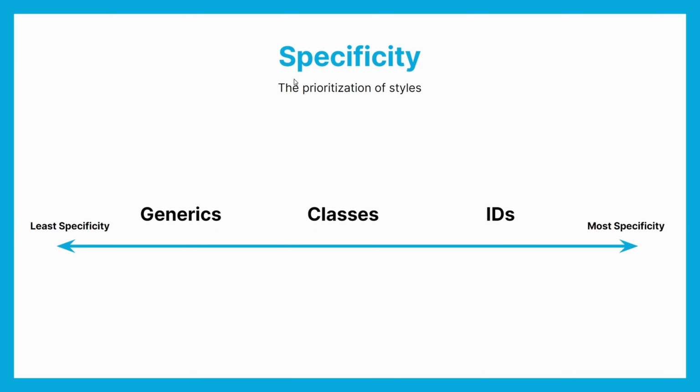So that's really all we need to talk about when it comes to specificity. It's just the prioritization of styles. Generics get the least prioritization because they have the least specificity. Classes are a step above that. They get more priority than generics because they're more specific. And then IDs are going to get the most priority because they have the most specificity.